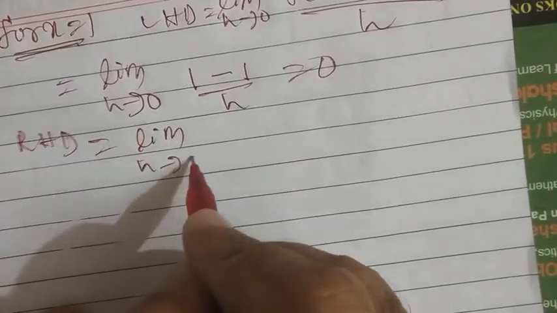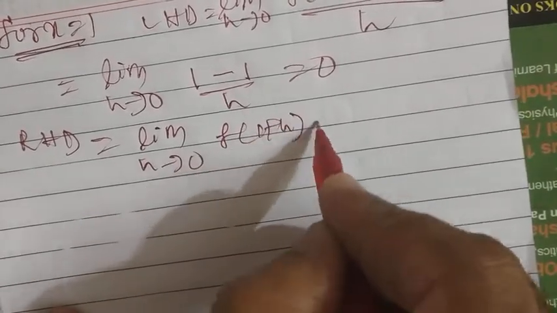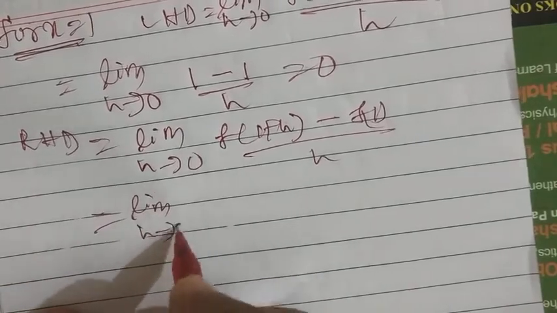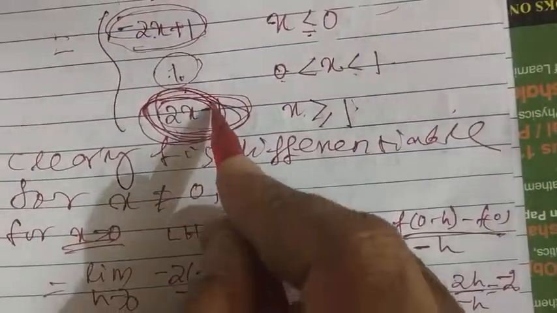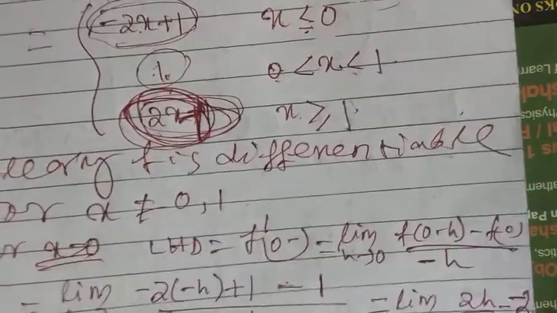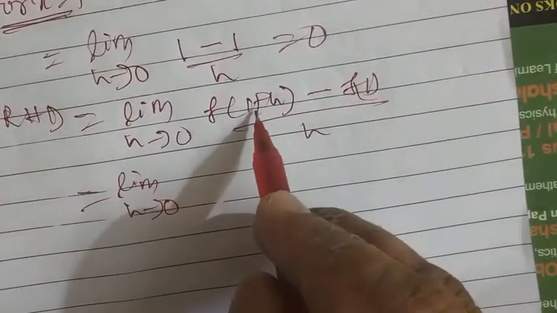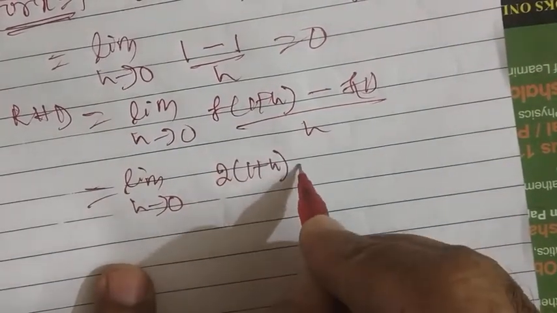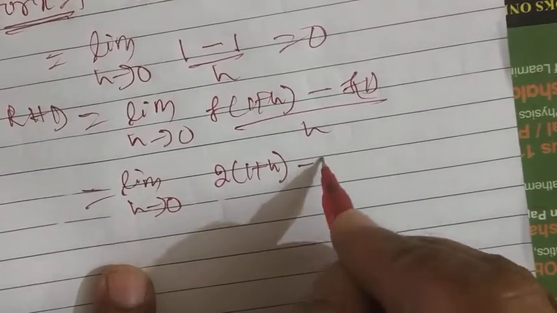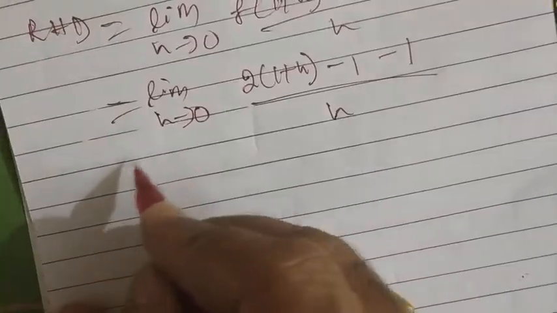Limit h tends to 0, f of 1 plus h minus f of 1 by h. Look, 1 plus h is greater than 1, so fx is 2x minus 1. Okay, 2x minus 1. So replace x by 1 plus h, f of 1 plus h is 2 into 1 plus h, minus 1 or plus 1? Minus 1, it is 2x minus 1, yes, by h.